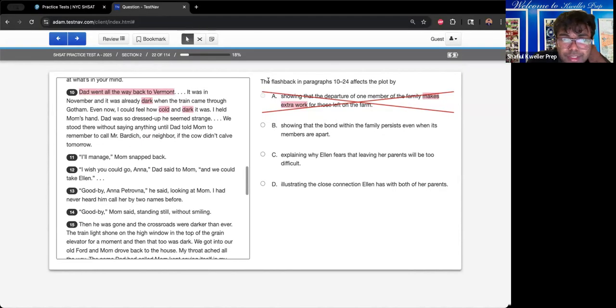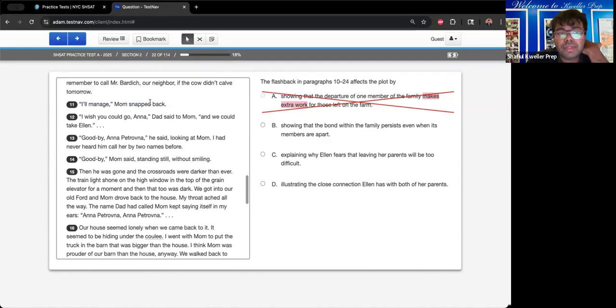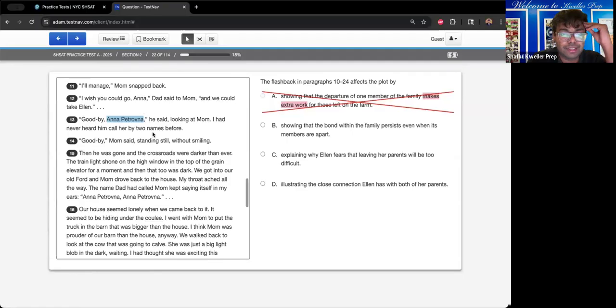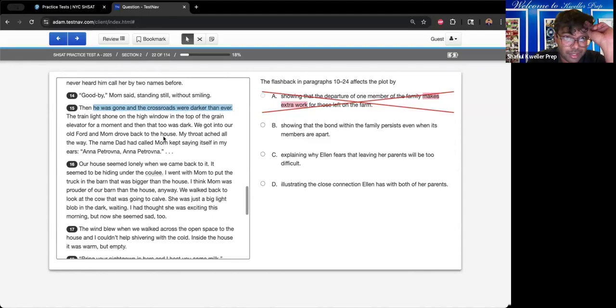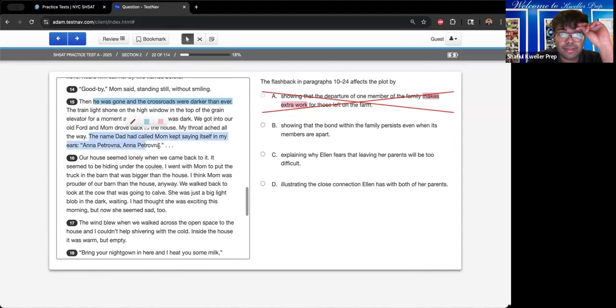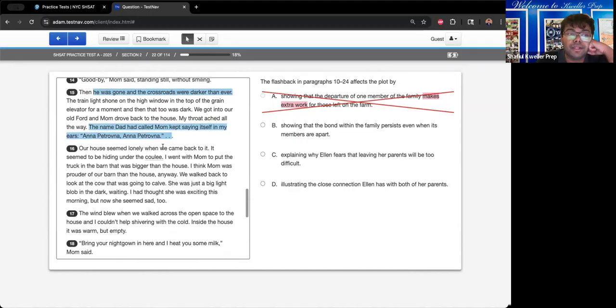So what happens in this moment, this flashback? The mom talks about how she'll manage. Dad says goodbye and says it with her name, I guess her Russian name or something. And then he was gone and the crossroads were darker than ever. And then she liked the way that the mom kept saying Anna, I mean, the name that dad had called mom. She likes the name.